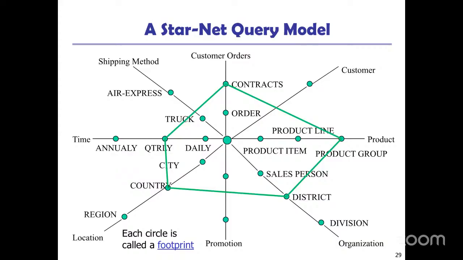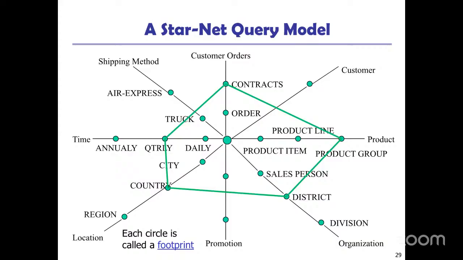And again, inside this, country, city, or when it comes to time, annually, quarterly, daily. When it comes to customer orders, with contracts and orders. When it comes to product, it is product line, product item, product group. When it comes to division, that is district level, salesperson, and product item, right? And when it comes to shipping method, we have different methods, air, express, or truck. Right? How these are connected and how their values are connected together logically.